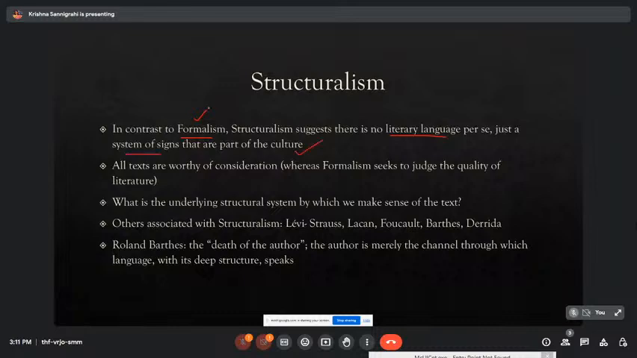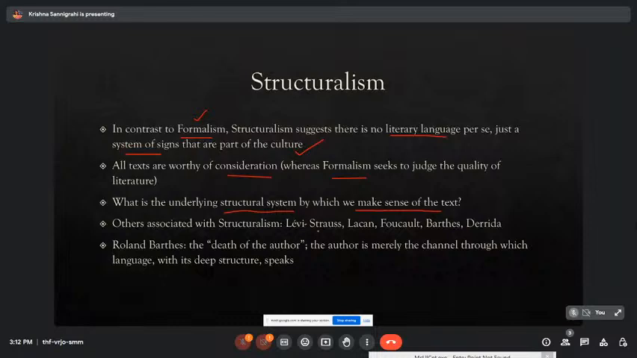So formalism, what were they doing? Formalism were talking about the form. They were talking about the literary language, the form, the way plot and story was done. However, in structuralism, they are saying that there is no literary language as such. All texts are worthy of consideration, and formalism was mainly trying to judge the quality of literature through the form it had. What is the underlying structural system is what is important for structuralists. What is the meaning, what is the structure, and how do we make sense of the text through that?